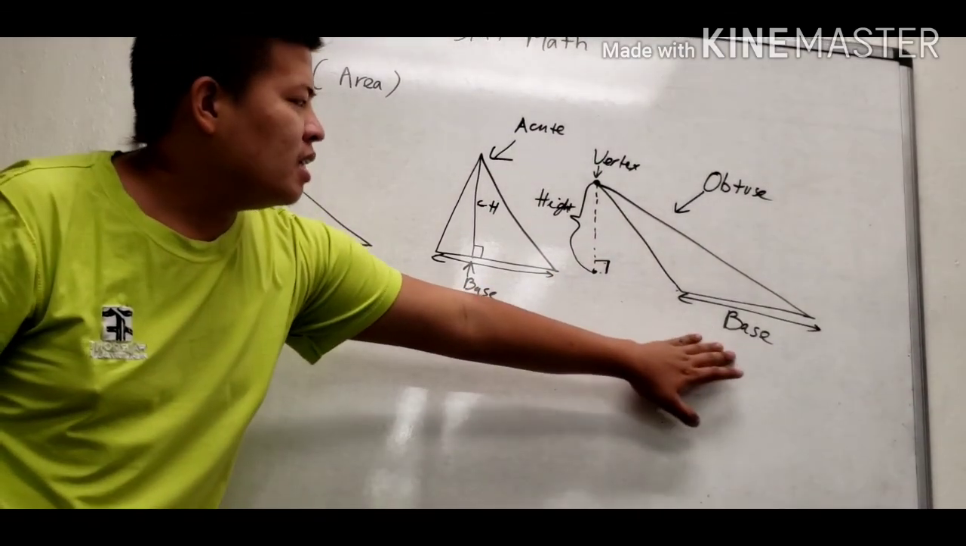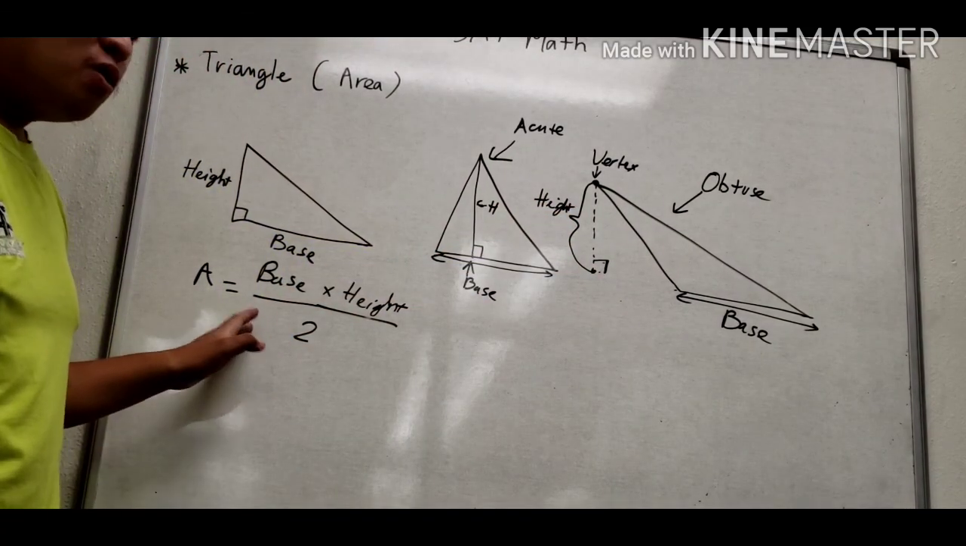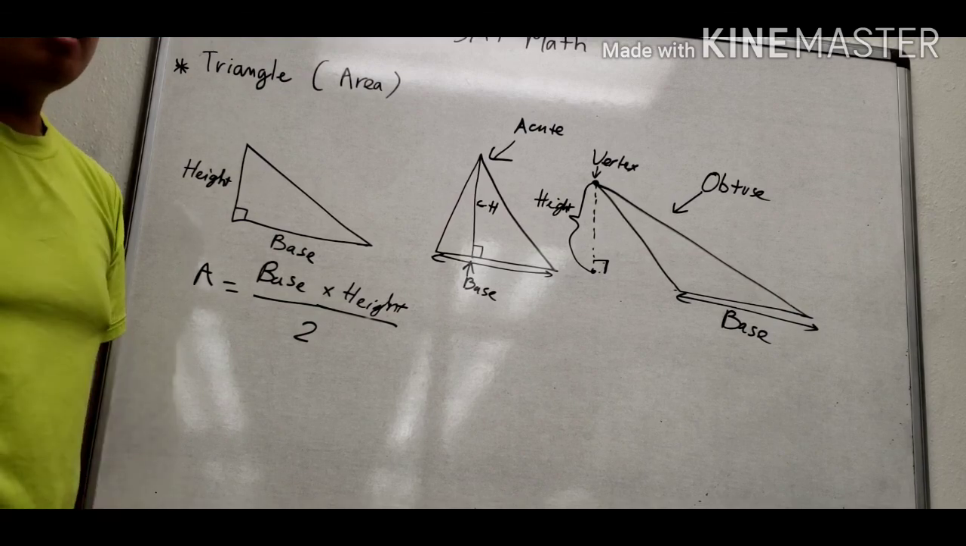And then we have the base in here, multiply with the height, and divide by 2 to get the area of the triangle.